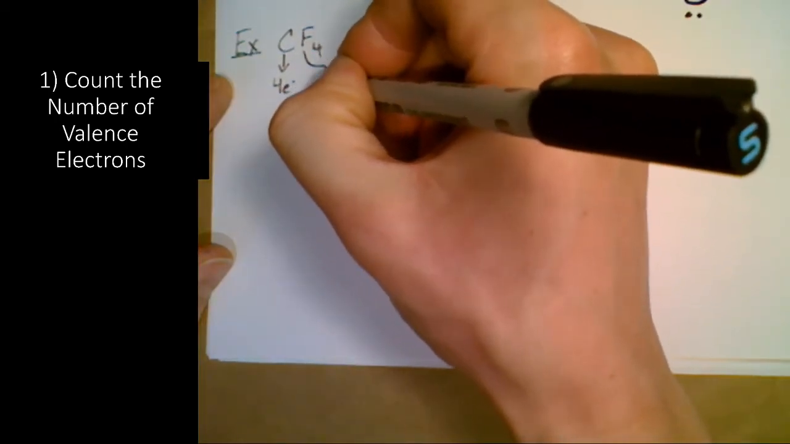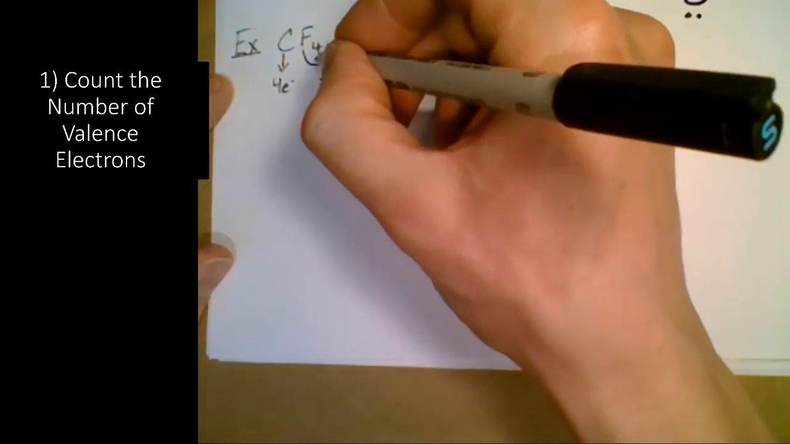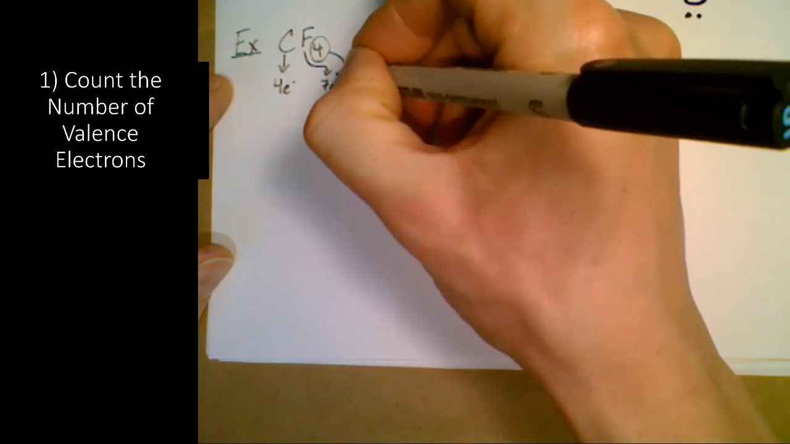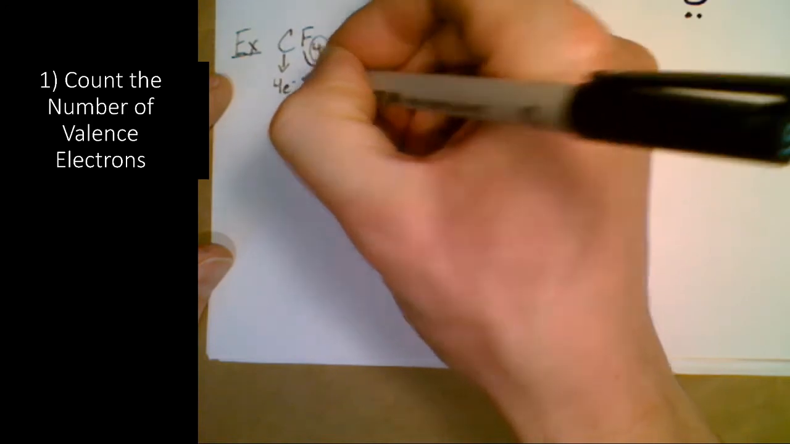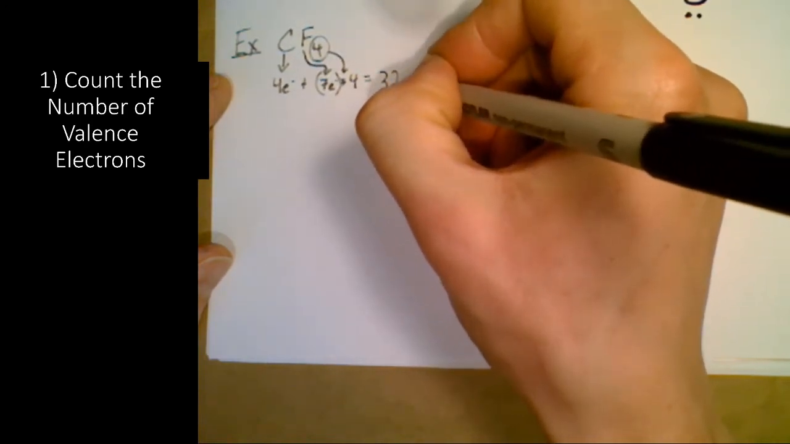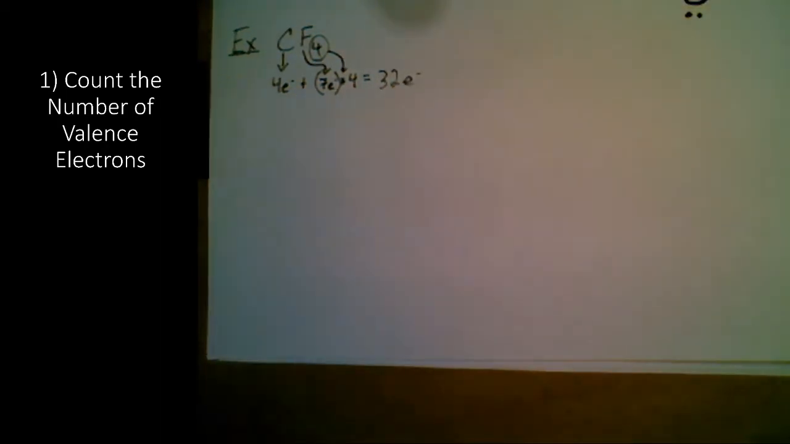Fluorine has 7 valence electrons. But keep in mind, there are 4 fluorines, so we're going to multiply that 7 electrons by 4. Then we're going to add this all together, and you'll find that there are 32 valence electrons in this molecule.